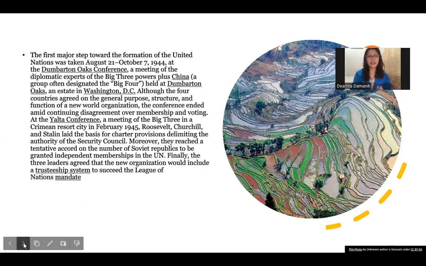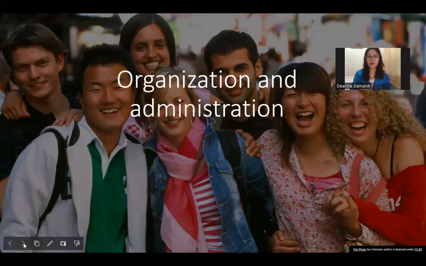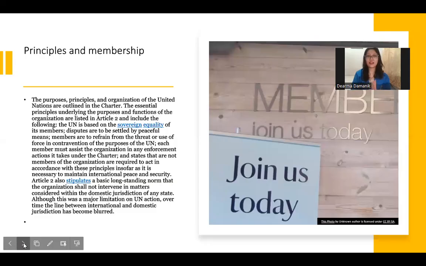That's about the history and development. We move to the next topic about the organization and administration. Of course, every organization has an administration. So this is the principles and membership. The purposes, principles, and organization of the United Nations are outlined in the Charter.